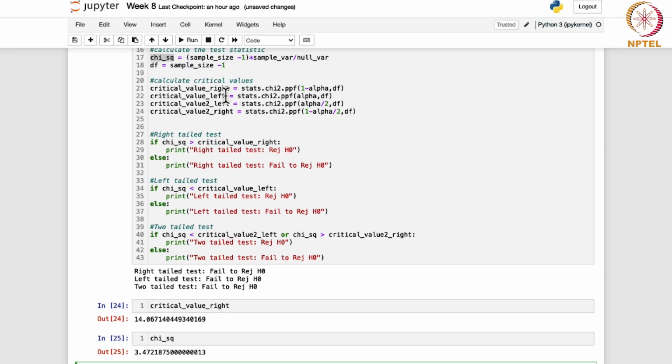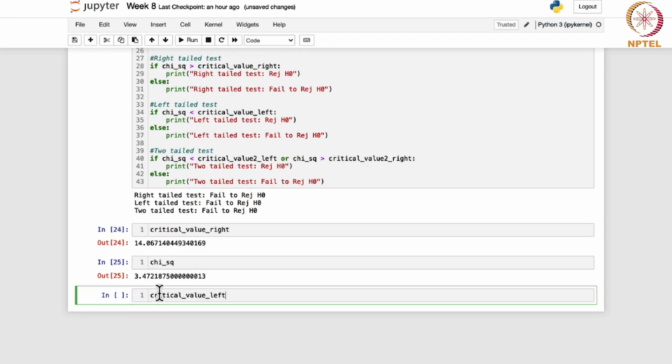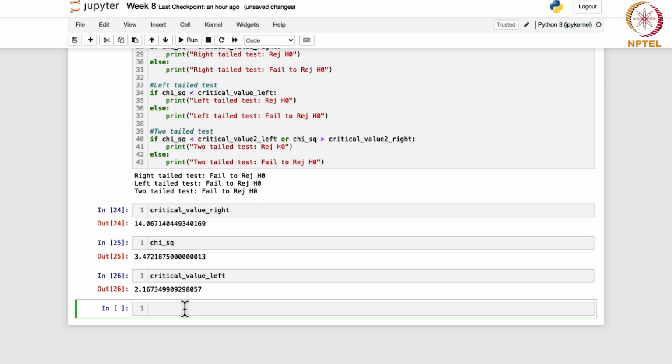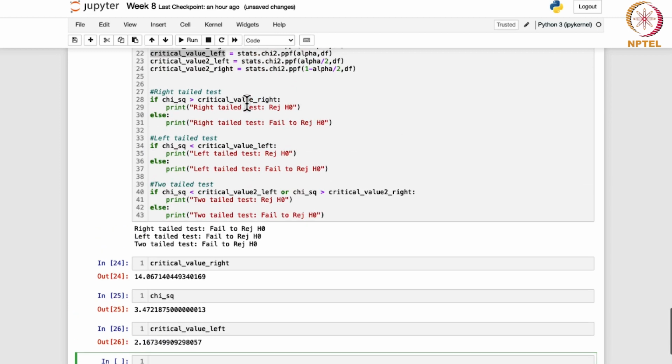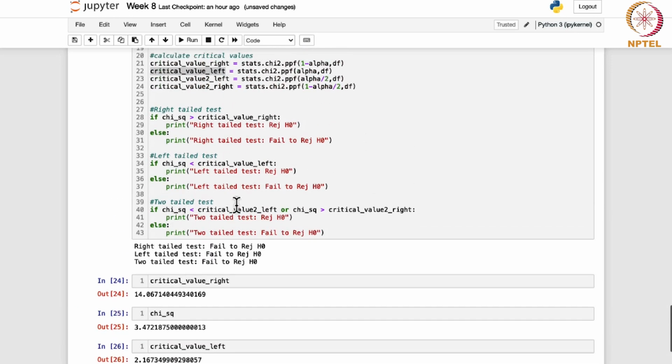Let us look at what happens to the left tail. So it is 2.16. So again, your chi-square value is not less than that. That is why you fail to reject. It is not rejection, but you fail to reject these.